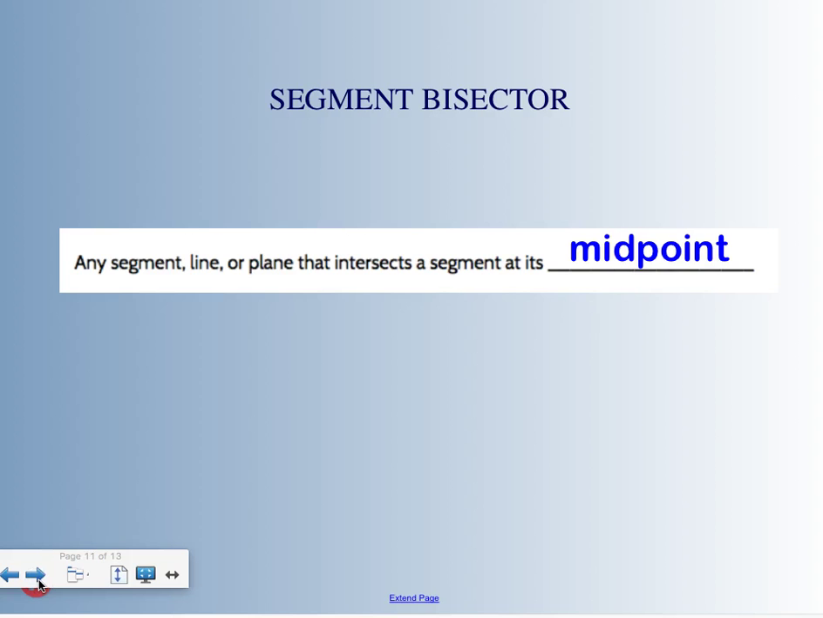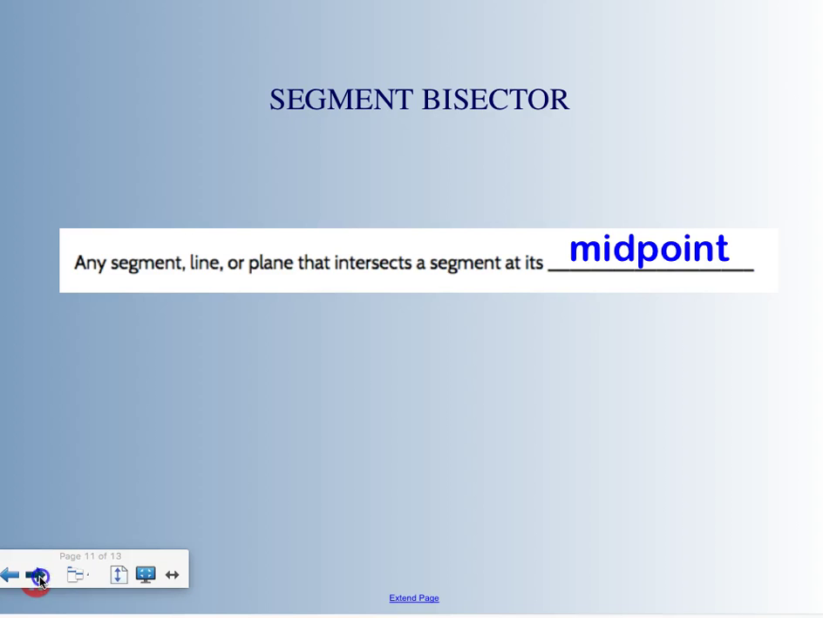Okay, then one last little thing to talk about today. So we have this thing called a segment bisector. How many wheels does a bicycle have? 2. How many wheels do bifocals have? Bifocal? Glasses. Yes. Harry Potter. Yeah. So the prefix bi means 2, right? So if I'm bisecting something, I'm cutting it in half. Any segment, line, or plane that intersects a segment at its midpoint is a segment bisector. So it's like the knife that's cutting it in half.